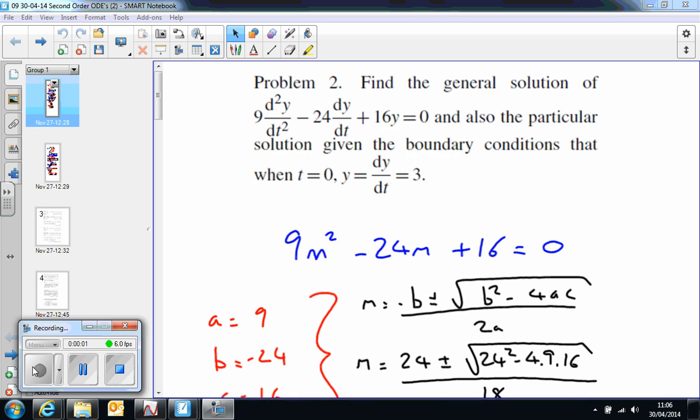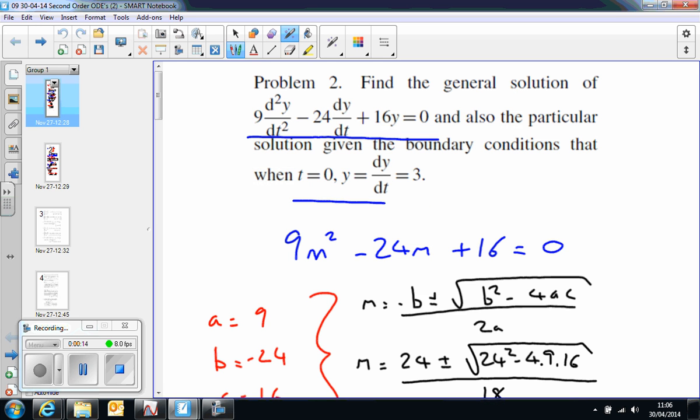Okay, so there's a couple more problems to have a look at. The first one, find the general solution for this differential equation here, and also the particular solution given these boundary conditions: when t equals 0, y equals 3, and the differential dy by dt equals 3, so they're both equal to 3 in this particular question. So here's our differential equation.